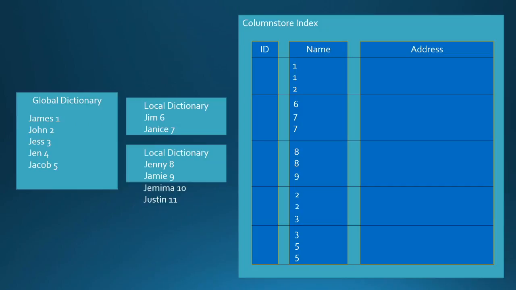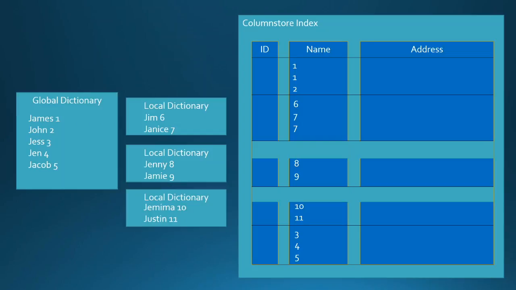Well, the rules are, each segment can only ever reference one local dictionary. So our only option really is to split the row groups. So now we've got two local dictionaries for that same amount of data, but we've got dictionary pressure because we've had to take some data out of one group, which is going to give us somewhat inefficient scans, but at least we get our dictionary encoding.